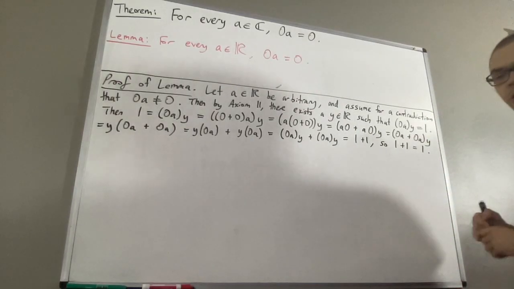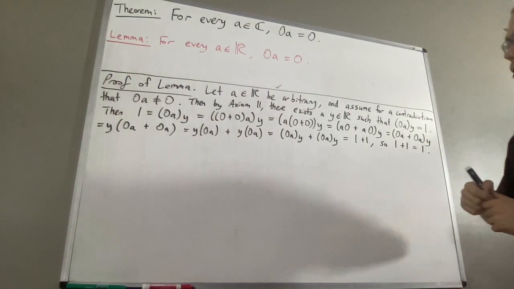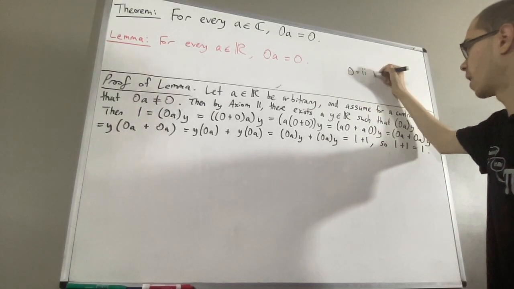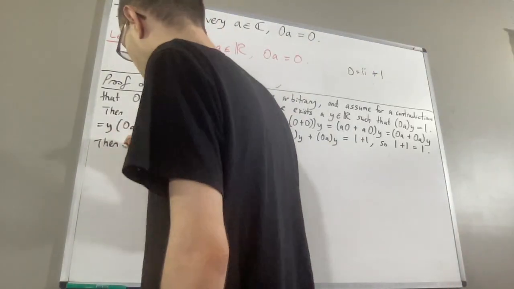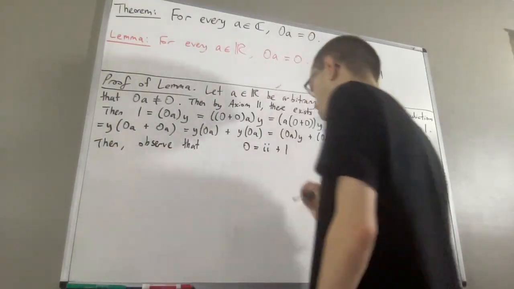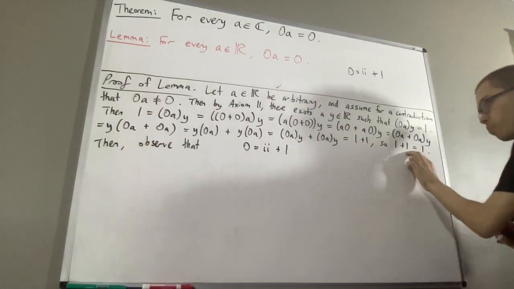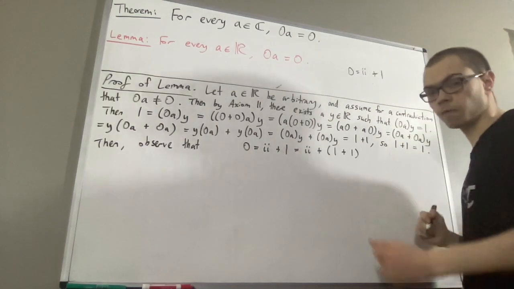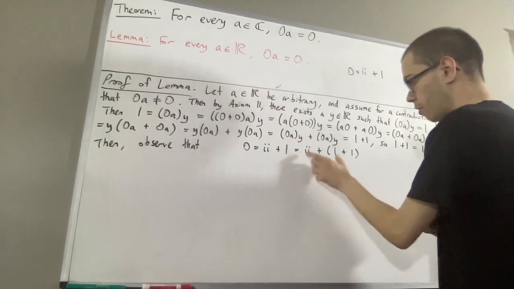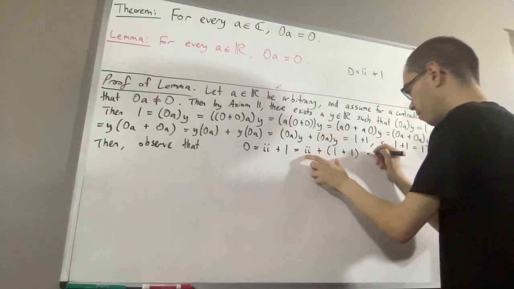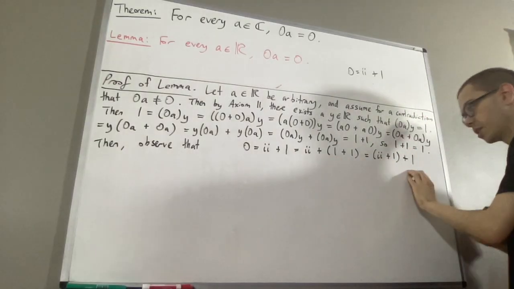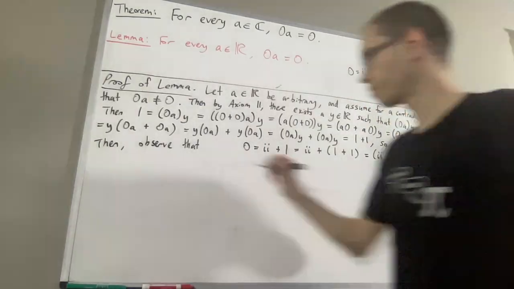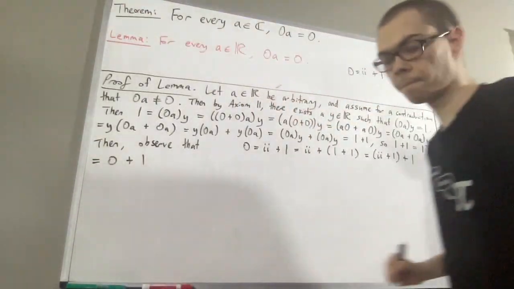Okay, so then what can we do from here? Well, we're going to take advantage of the fact that 0 is equal to i times i plus 1. We're going to replace this 1 with 1 plus 1, since they're equal. And then by the associative law for addition, we can move these parentheses around i times i plus 1. So we get this. Well then, i times i plus 1 is equal to 0. So we get 0 plus 1.